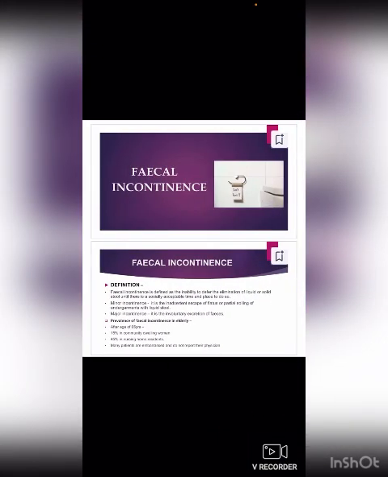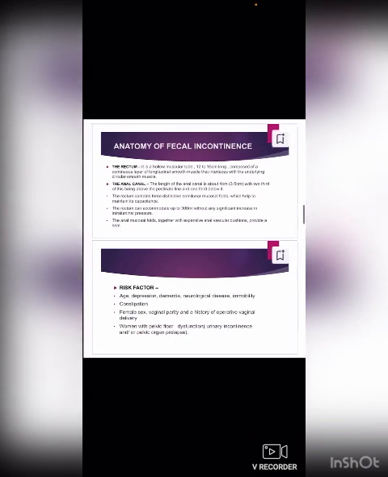Fecal incontinence. Fecal incontinence is defined as the inability to defer the elimination of liquid or solid stool until there is a socially acceptable time and place to do so. Minor incontinence is the inadvertent escape of flatus and partial soiling of the undergarments with liquid stool. Major incontinence is the involuntary excretion of feces. Prevalence of fecal incontinence in elderly after age of 65 years: 15% in community dwelling women, 45% in nursing home residents. Many patients are embarrassed and do not report to the physician.